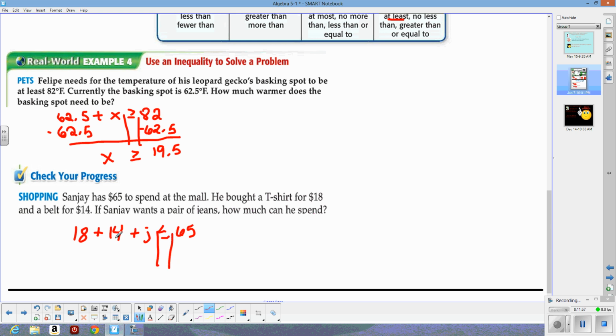18 plus 14 is 32. So I'm just simplifying the inequality. 32 plus j is less than or equal to 65. Then I would subtract 32 from both sides. Then j is less than or equal to 33. So he could spend at most $33.